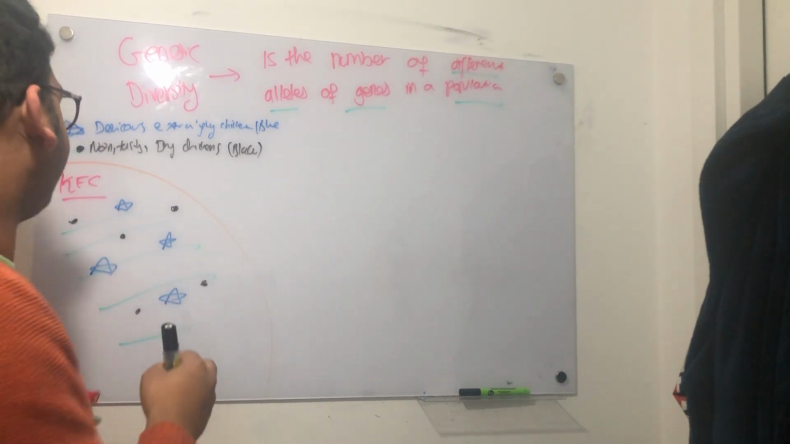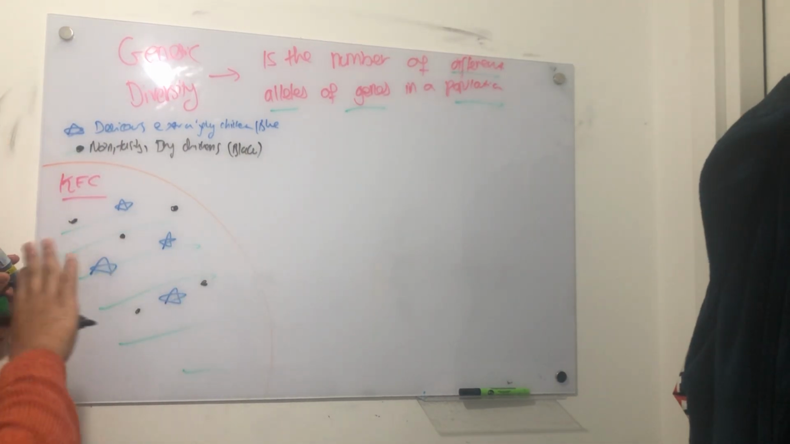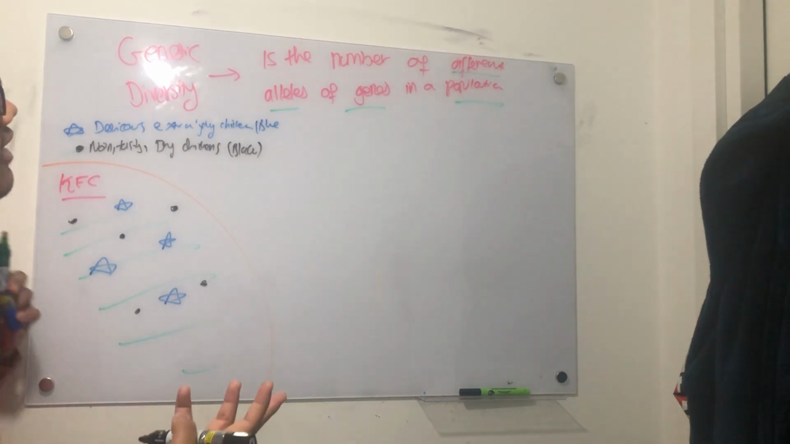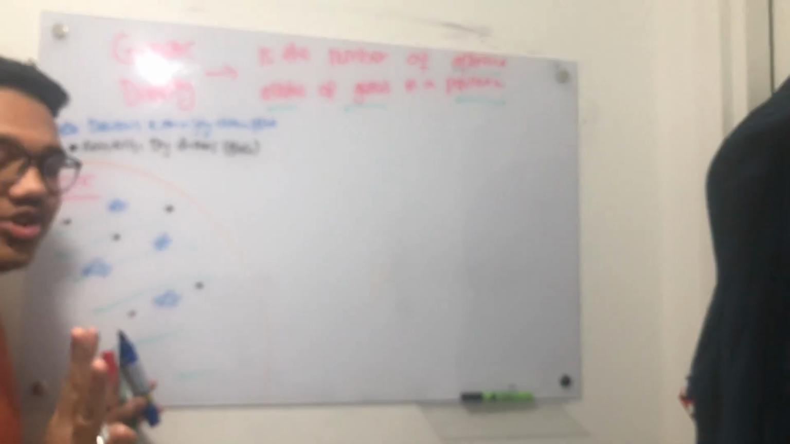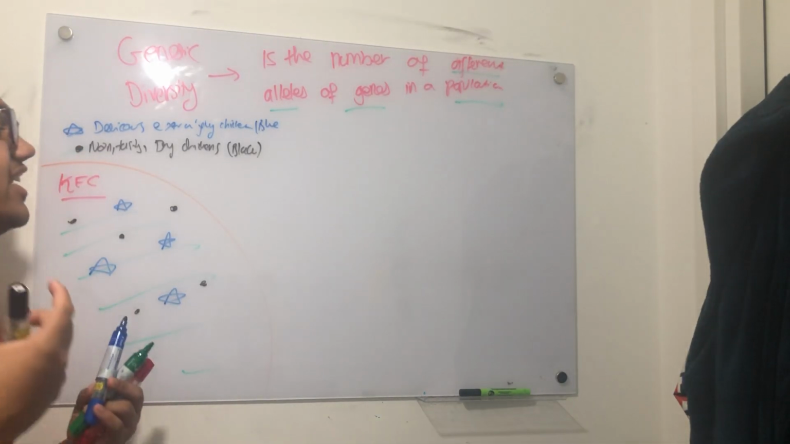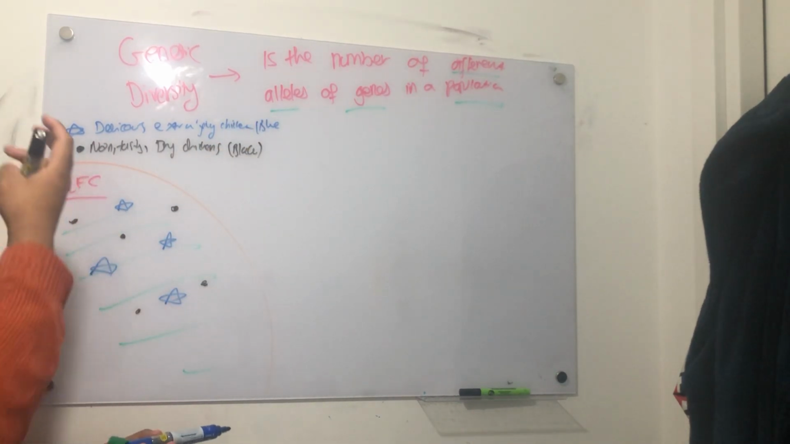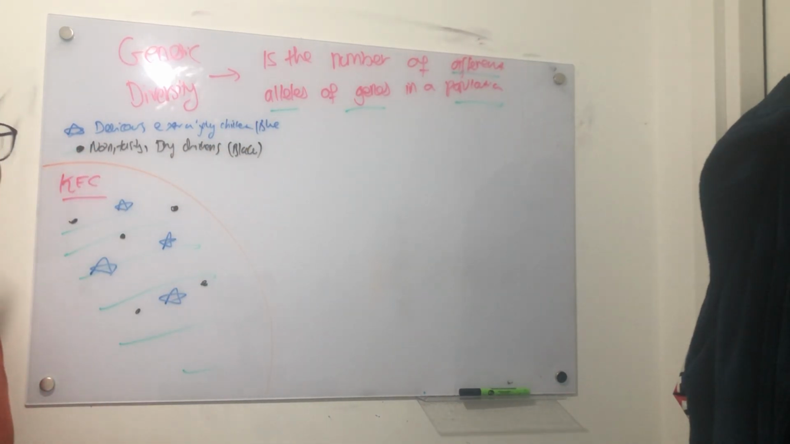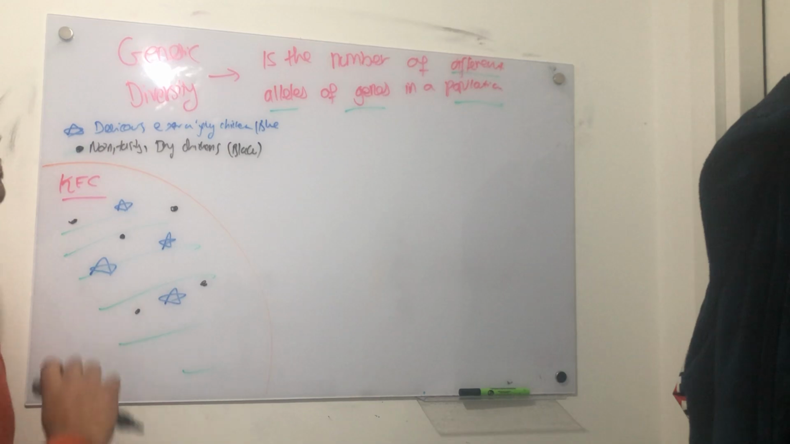So here we have our theoretical KFC population. There are no predators, they all have a good supply of food, and we have the delicious extra juicy blue chickens, and we also have the non-tasty dry chickens. And you can recognise the delicious ones because they're blue. Never seen a blue chicken before. And you can denote the non-tasty ones as black, so you can see them over there.